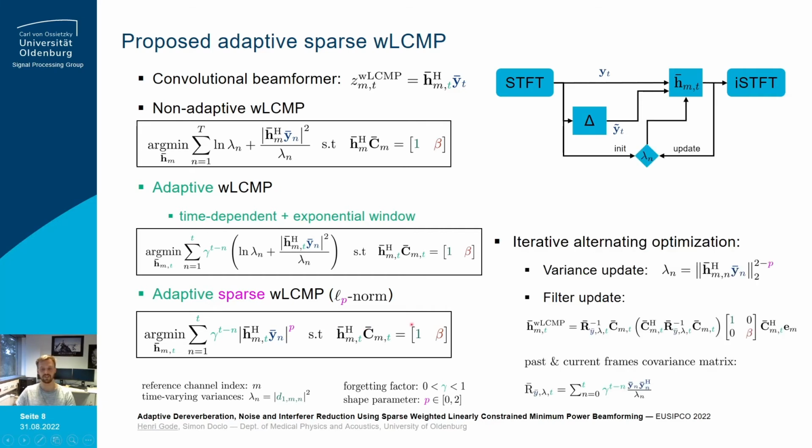Again, there's no analytic solution, so we use an iterative optimization scheme very similar to the non-adaptive version. The variance update changed slightly by subtracting the shape parameter P in the exponent. So for P equals 0, it is equal to the conventional variance update. And the filter update now uses a moving average of the noisy covariance matrix R bar and time-dependent relative transfer function vectors in C bar.